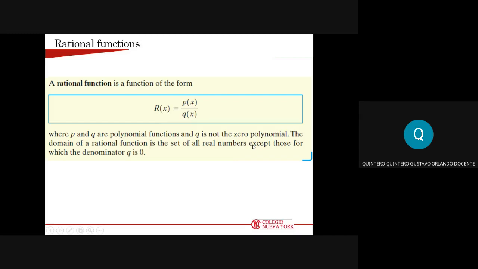Which are the values that we need to take out? Well, this one, the exceptions, right? Take a look at this. Except those for which the denominator Q is 0. So when the denominator is 0, we need to cancel those values. Those values are not good.